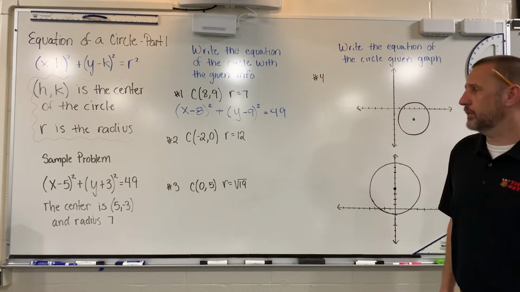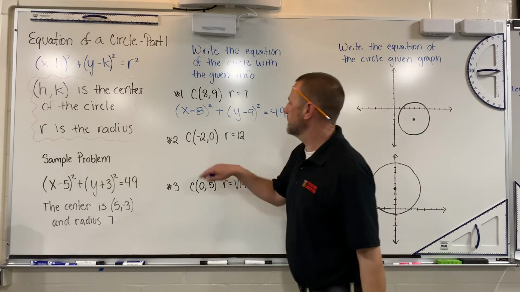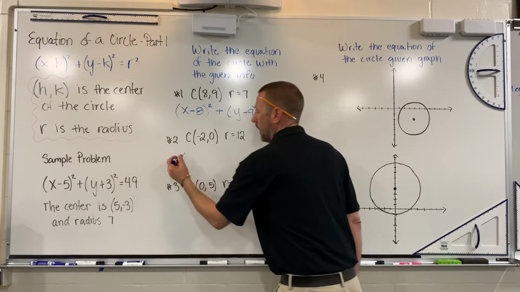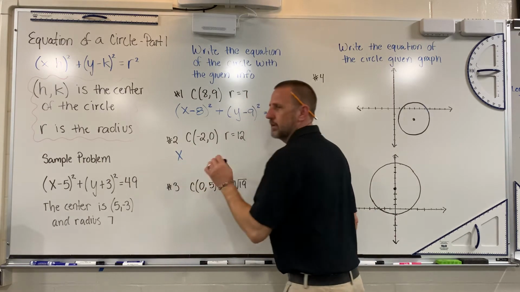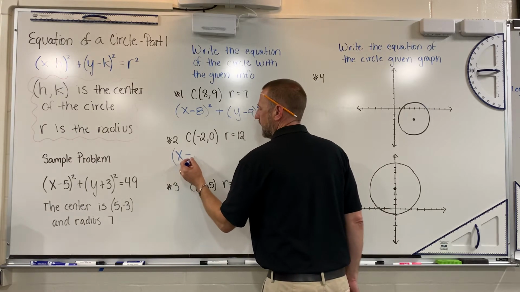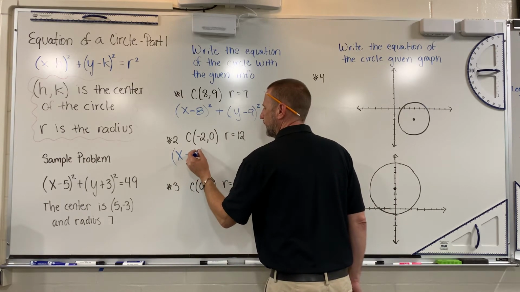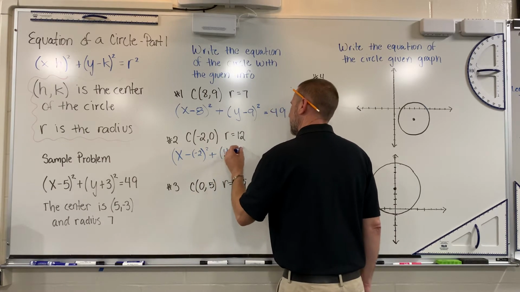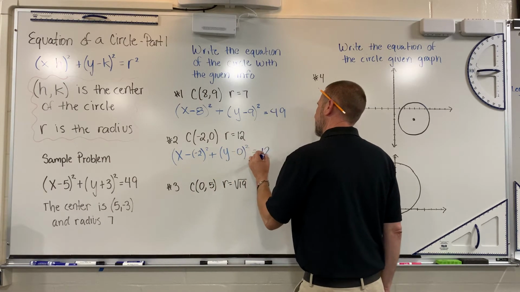All right, well, let's see what we do when we have something like this. Here the center is at (-2, 0). So if I start that off, I'm going to write it as is, and then I'm going to show you how things turn into positives. So the formula says (x minus -2) squared plus (y minus 0) squared equals 12 squared.